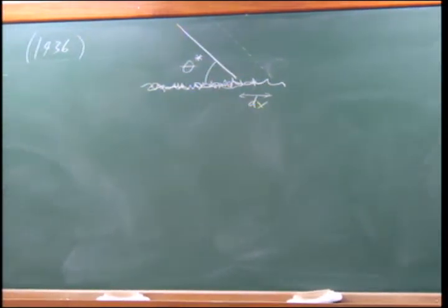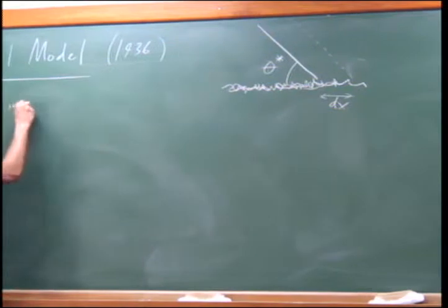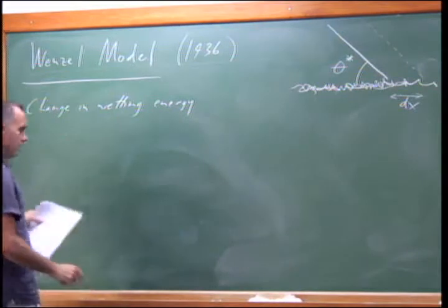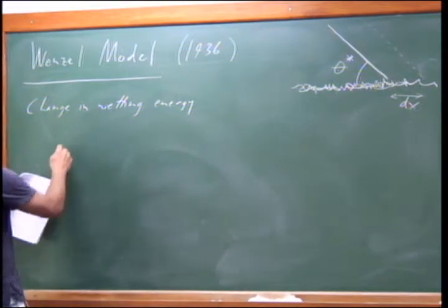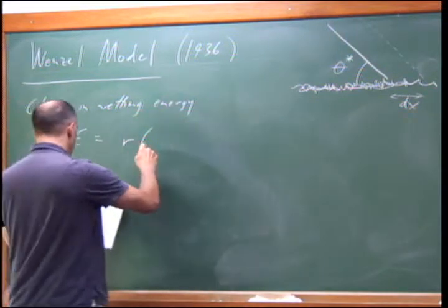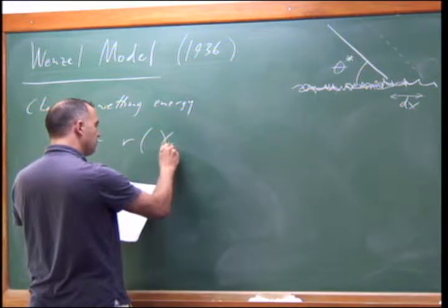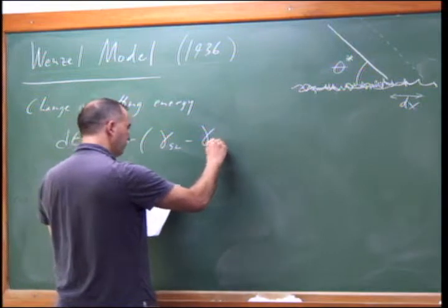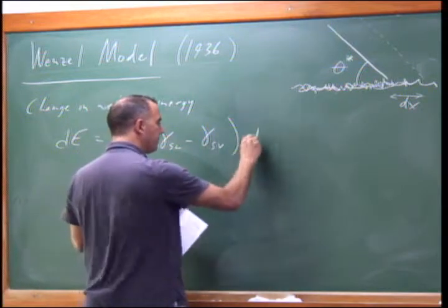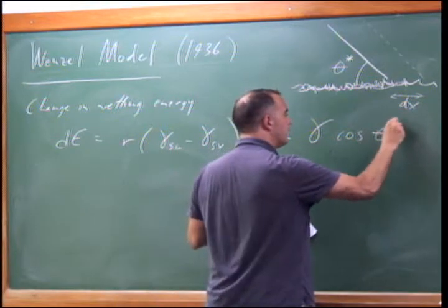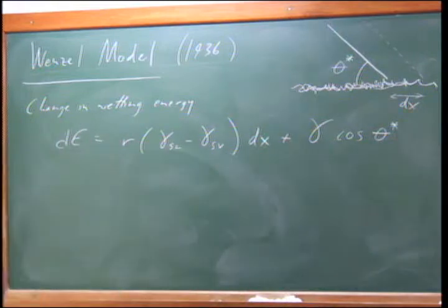The change in wetting energy associated with this motion by advancing an amount dx. So again, R is our roughness parameter. So the total surface, sorry, the total surface divided by the planar surface. And theta star is again our effective contact angle on the rough surface.